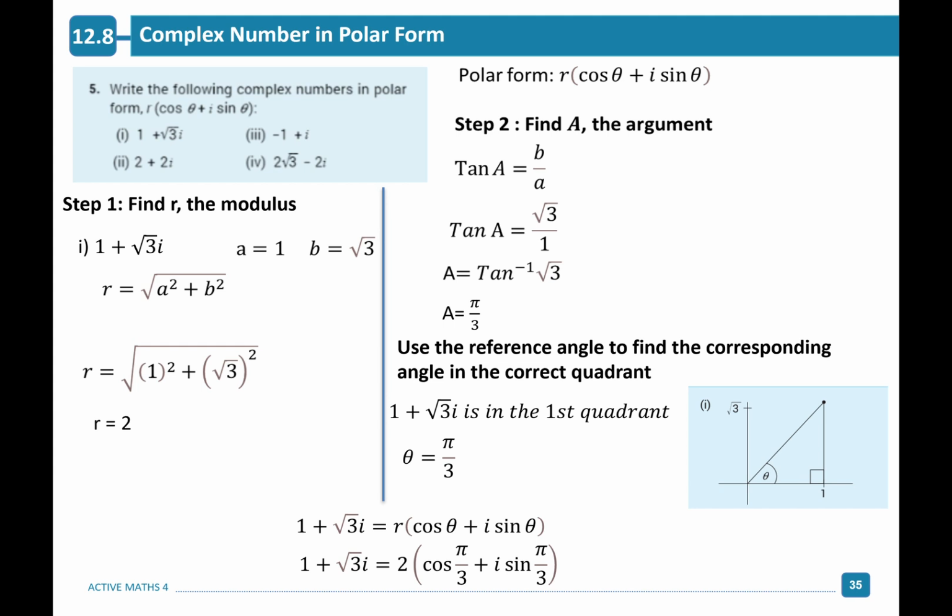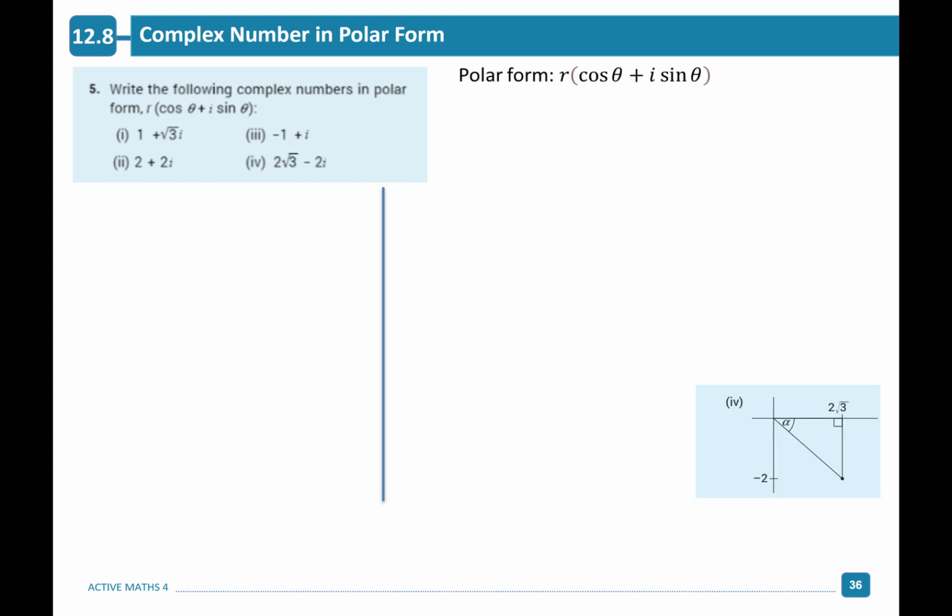Let's look at another example. Let's look at question 5, part 4. 2 root 3 minus 2i. They have given us the complex number in rectangular form, and we want to find it in polar form. To do this, we must first find the modulus.